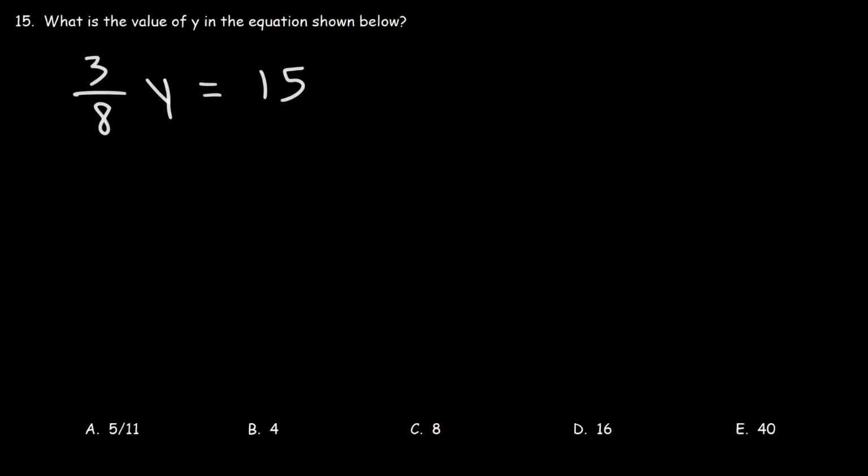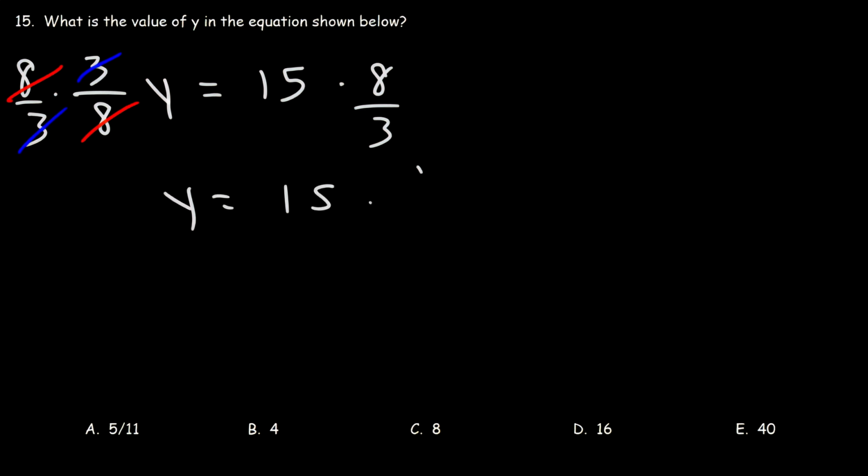Number 15. What is the value of y in the equation shown below? So we have 3/8 times y is equal to 15. What is the value of y in this case? What should we do? One thing that we could do is multiply both sides by the reciprocal of that fraction. So let's multiply both sides by 8/3. On the left side, the 8's will cancel and the 3's will cancel. So we're just going to get y.